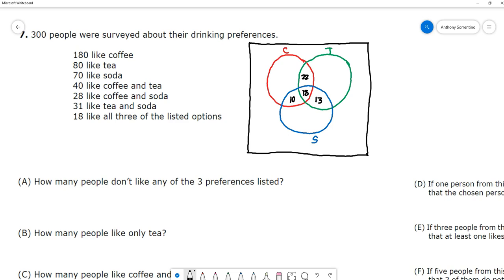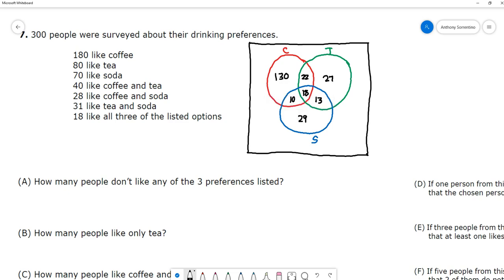So now I work my way out. So going back to the coffee, I have 100 people that like coffee. Those that are in the red circle that I've already accounted for add up to 50. So there's 130 that just like coffee. They don't like tea. They don't like soda. And likewise, 80 that like tea. We have 22, 18, and 13 that we've already accounted for, which gives us 27 out here that just like tea. And similarly, for 70 that like soda, since we have 10, 18, and 13 in here, we have 29 out here that just like soda.